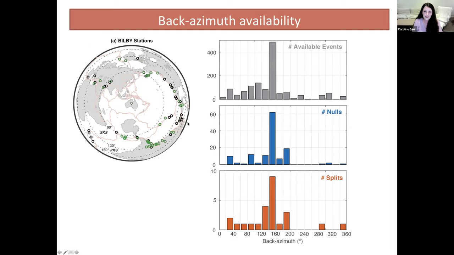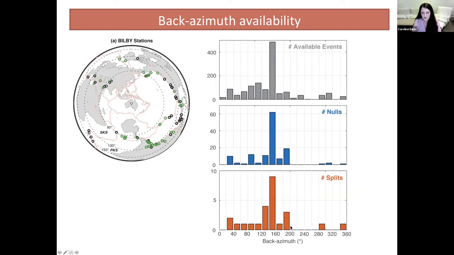So if we look at the availability of the events used for the shear wave splitting, as I said, we do have events from a range of locations, but the vast majority of them are actually coming from the South America subduction zone. And this is at a back azimuth of about 140 to 160 degrees. And that's indicated here by this peak in gray, the number of available events with back azimuth. And we see that this dominance at this back azimuth then creates a dominance of null results and split results also at that back azimuth. But we have many more nulls than we do have splits.